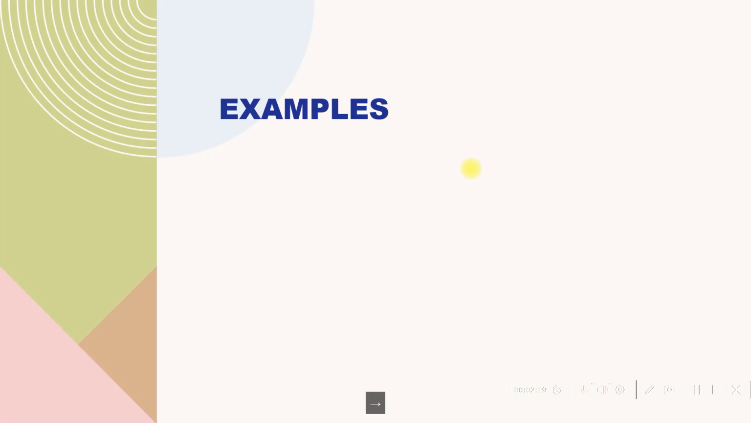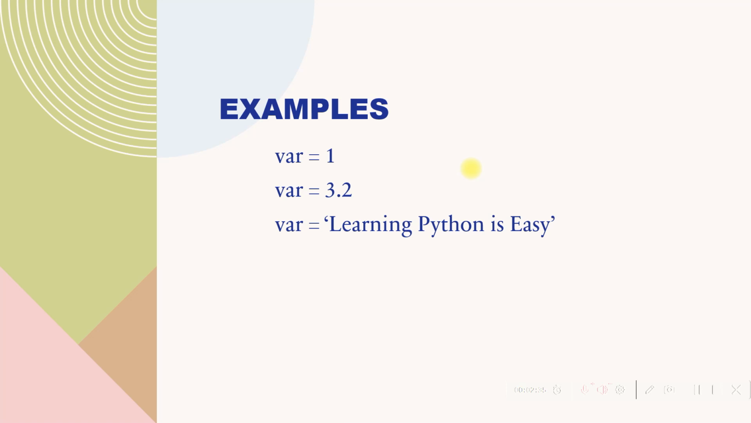Now let's see some more examples. So let's say this variable var has been assigned value 1. Then in the same code we can reuse this variable to assign it with the float value, that is 3.2. Now again in the same code we can use the same variable to assign it with the string value, which is learning Python is easy.